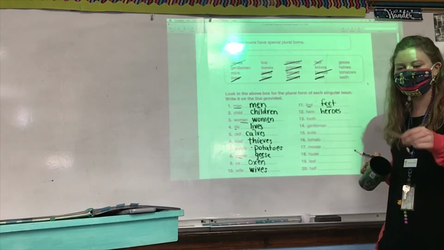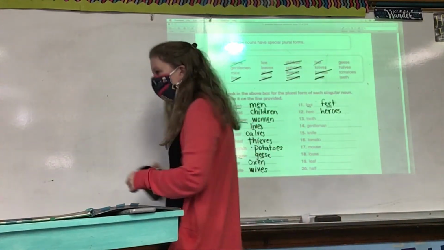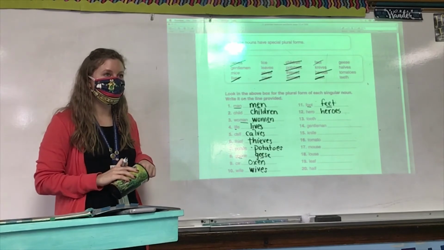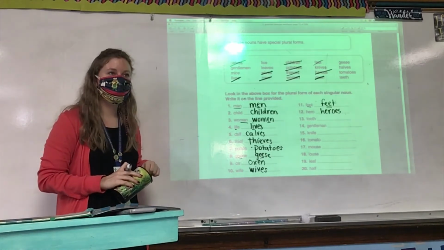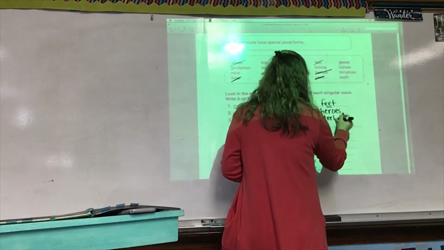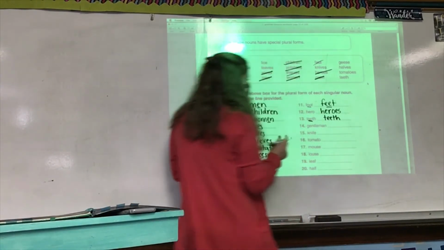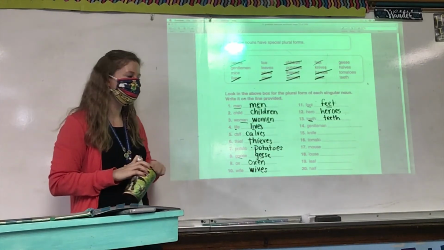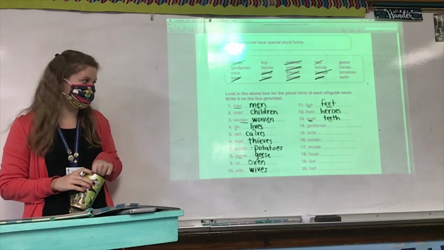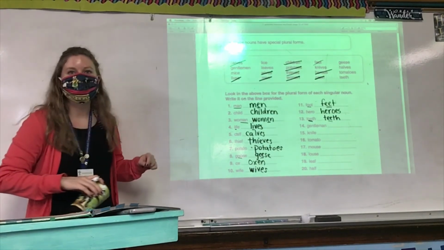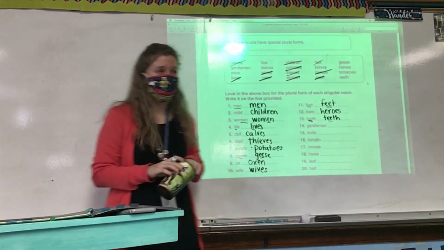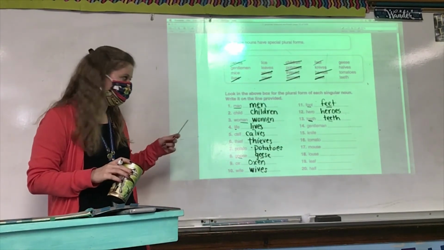Okay, number 13, tooth. Michaela, do we say my tooth fell out? What do we say? My teeth. So again, like goose and foot, that O-O for oo is changed to E-E for E. Now that doesn't happen every time, because do we change moose to meese? No. It just happens a lot.